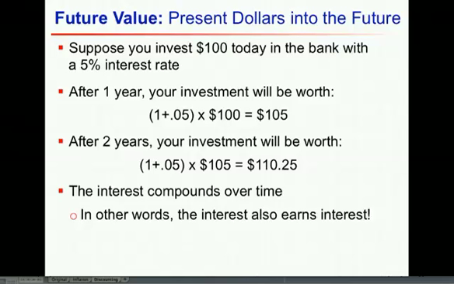Notice that you get $5 that first year, $5.25 the second year, and you'll get even more the third year. So it's not that you get the same amount of interest each year, because you're getting interest on your interest, and that's the idea of compounding. The interest compounds over time, because the interest is also earning interest. And that's how we project into the future from present day dollars.